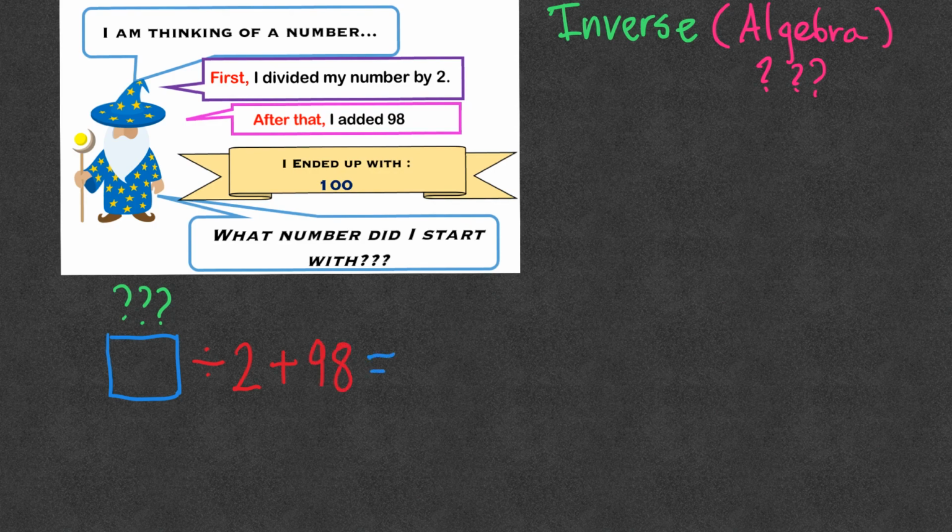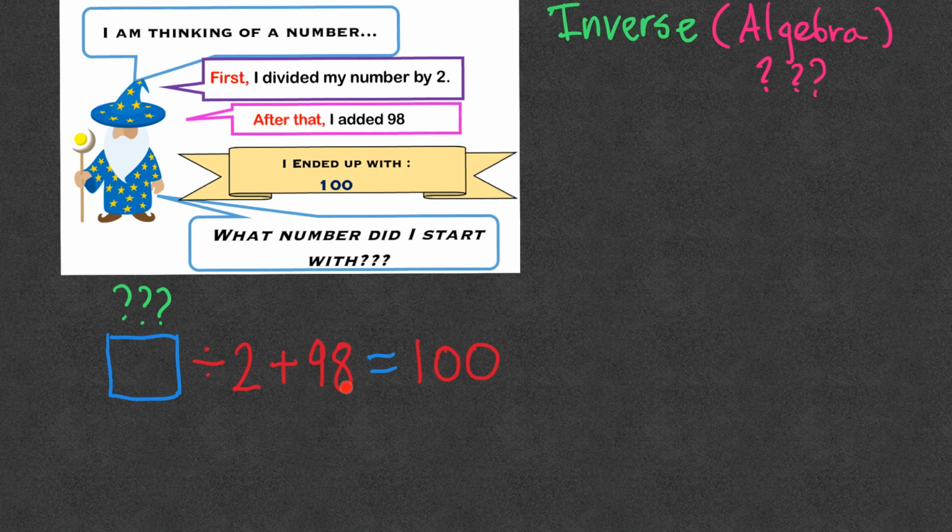And I ended up with 100. So, like I said at the beginning, real quickly, the equal sign means that both sides are equal, that both sides are the same. So if I remove something from one side, I'm removing it from the other side.